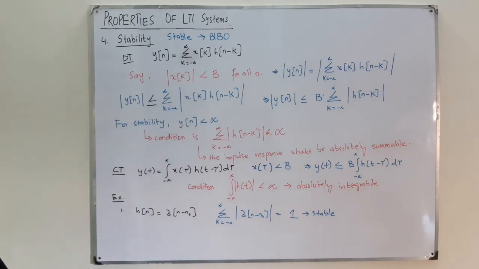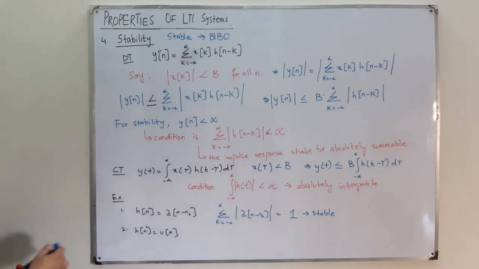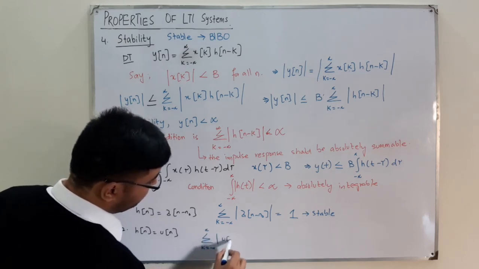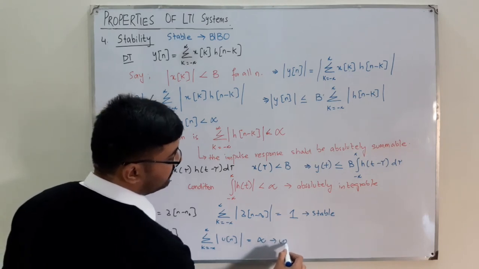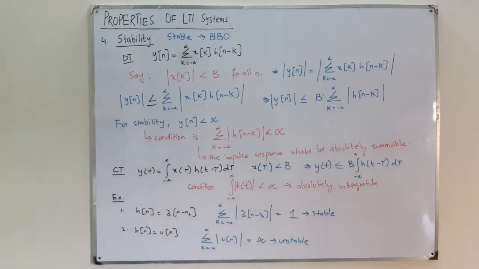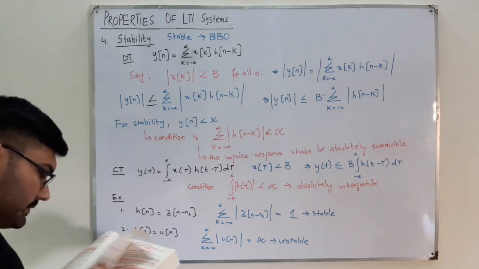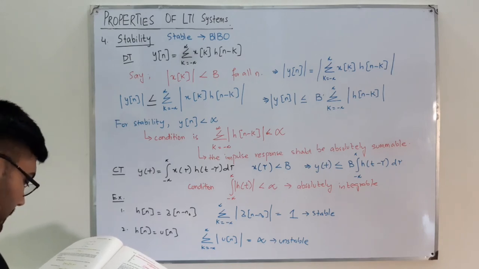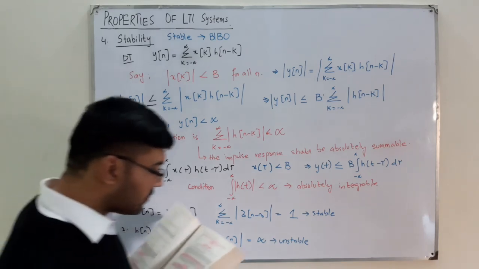Similarly, if the impulse response is equal to the step signal u of n, then summing the absolute values and adding them all together, you know that this would equal infinity, and infinity means that this is an unstable system. That's about the stability of LTI systems. So delta of n minus n naught is stable, while u of n is unstable because a constant input gives rise to an output that grows without bound.